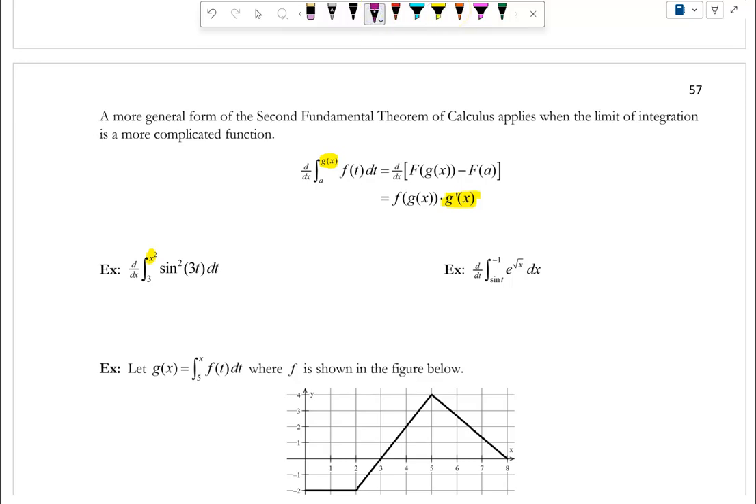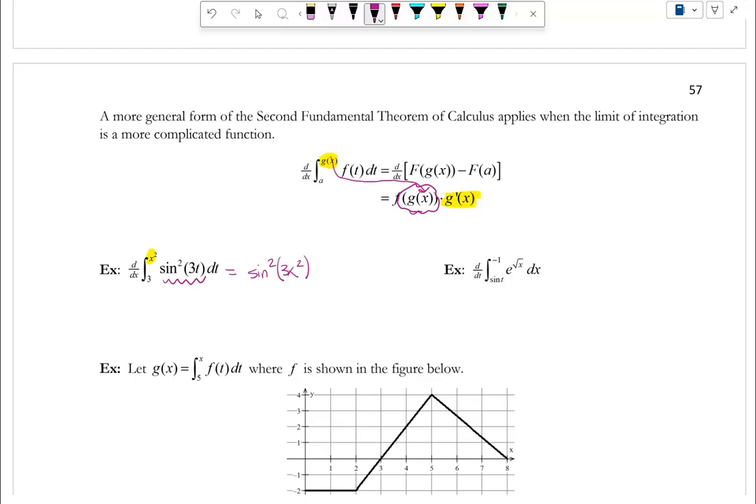So when I go to take my derivative, I'm going to replace my dummy variable with x squared, not with x, but with what's up here, because that's what we're doing right here. We're replacing it with this entire function g, not just x. So I'm going to get sine squared of 3x squared.